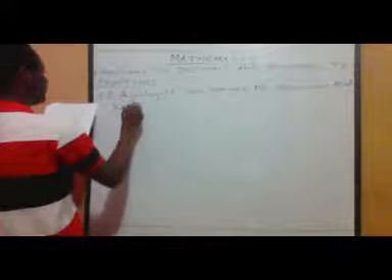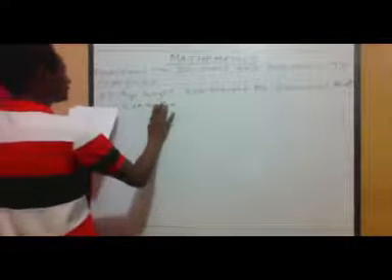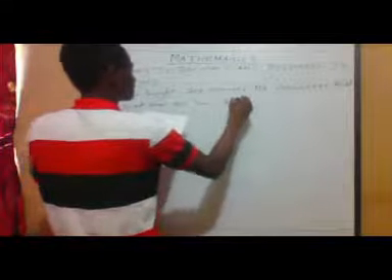Ayo bought 200 oranges. He discovered that 25 of them are bad. What decimal fraction is bad?